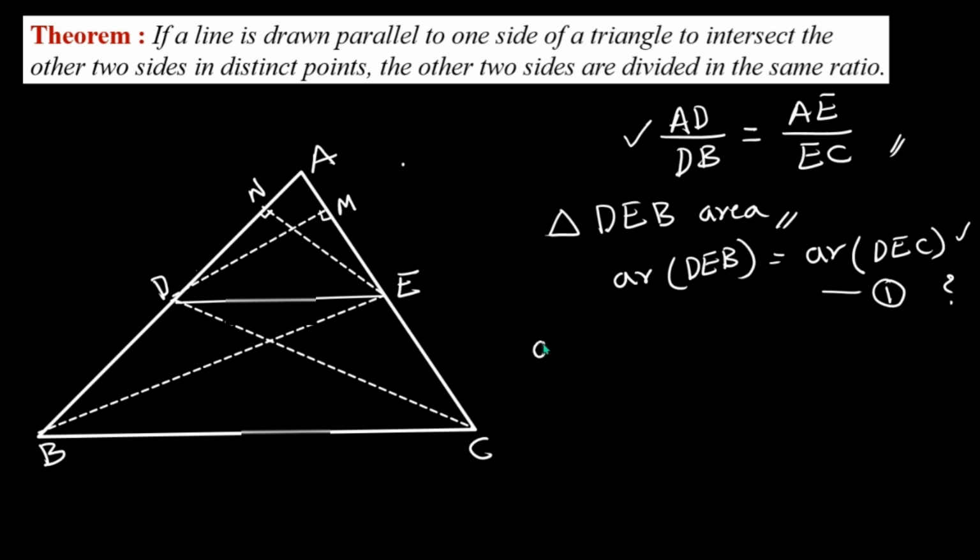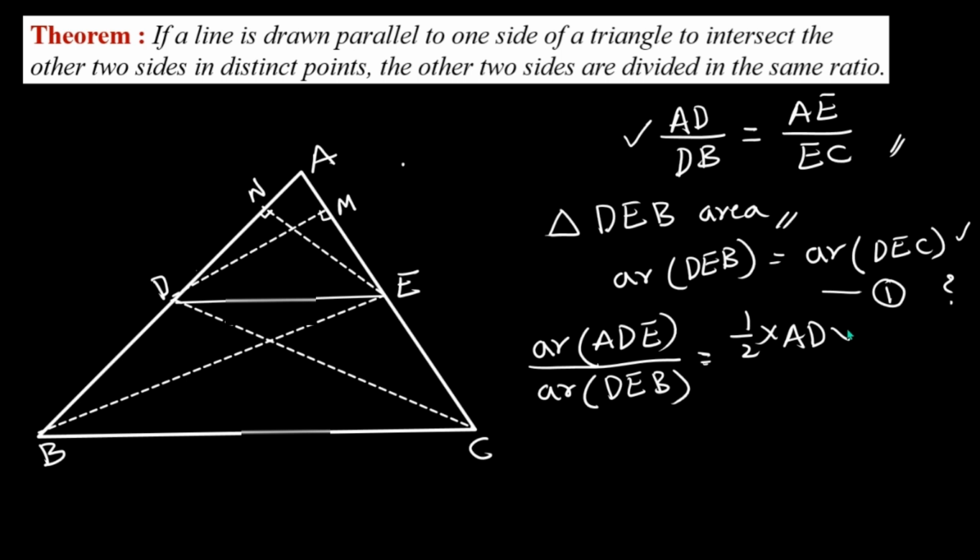What am I trying to divide? The first triangle is ADE, divided by the area of DEB. What is the area of ADE? When taking this area, I take the base into height. I take the base as AD, and the height is the perpendicular distance to the other point. I mark the perpendicular distance, that's EN.